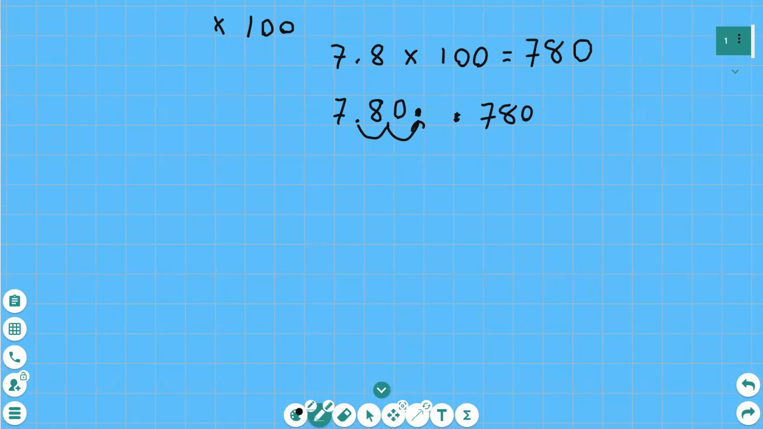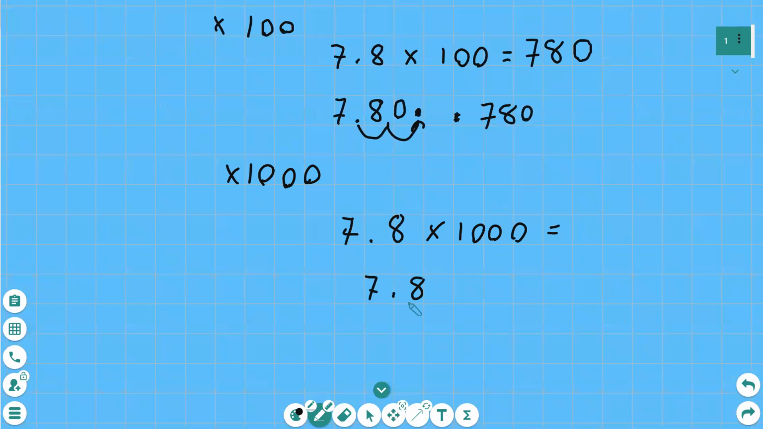Now let's multiply by 1,000. We've got 7.8 times 1,000. Well, let's put our 7.8. We're multiplying, so the number's going to get bigger. The decimal point will move to the right. We've got 3 zeros in 1,000, so it's going to move 1, 2, 3 spaces. And the zeros, the placeholders, will fall into the little loopies, and that's going to end up as 7,800.